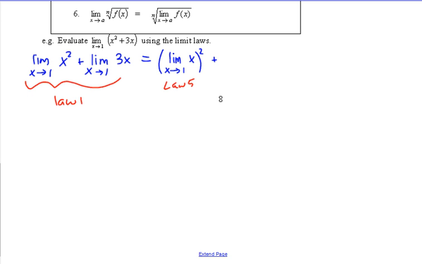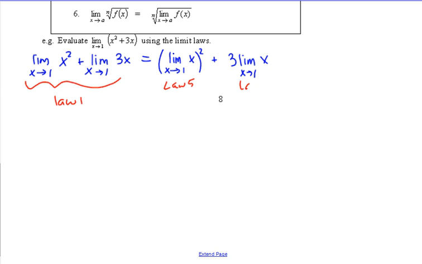Plus, what can we do with this? A constant times x. What law is that? Law 2. So we can bring the 3 outside. So 3 times the limit as x approaches 1 of x. And that was law 2.